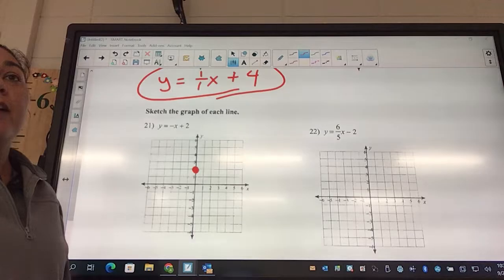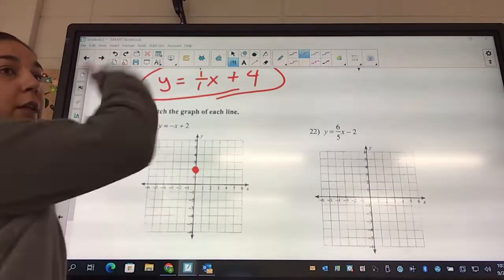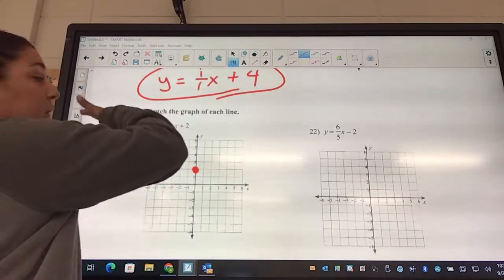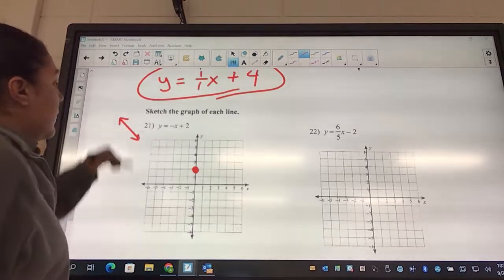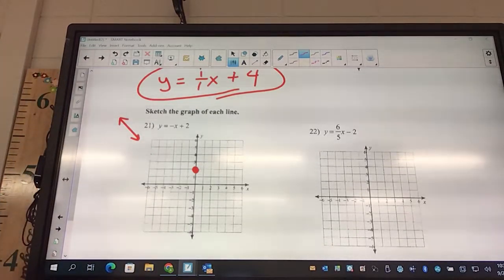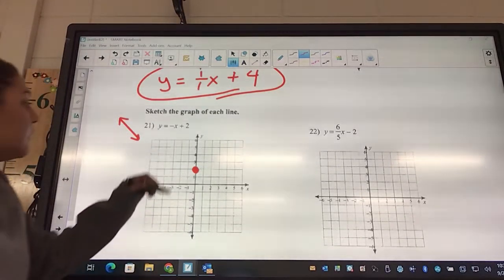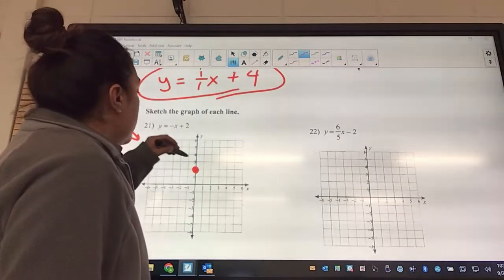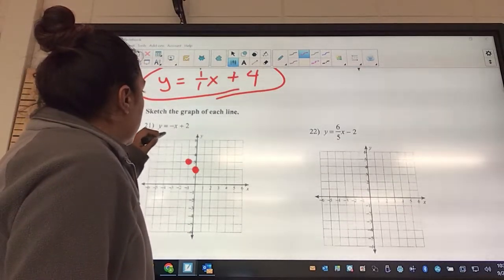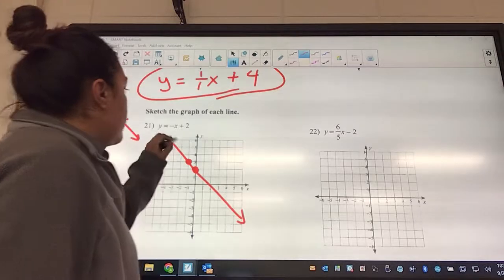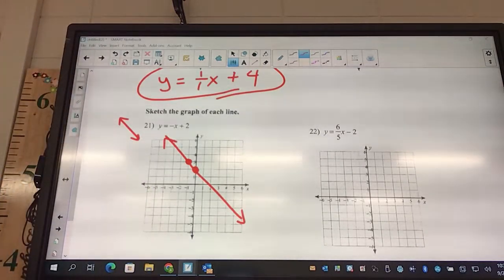Okay, is this negative line or positive line? Which way does that look like? This or this? This. Okay, so if we go up, which way do you need to go over? Up. If you go up one, you're going to go over to the left one. Okay, and then we're going to draw our line. Make sure you draw a line. Okay, it should have 2 arrows.